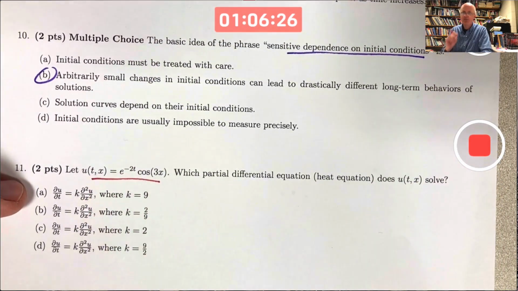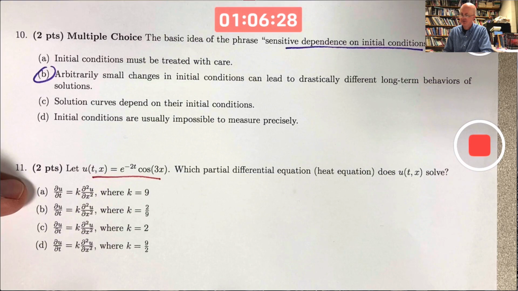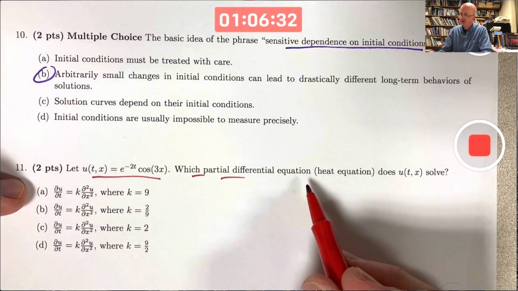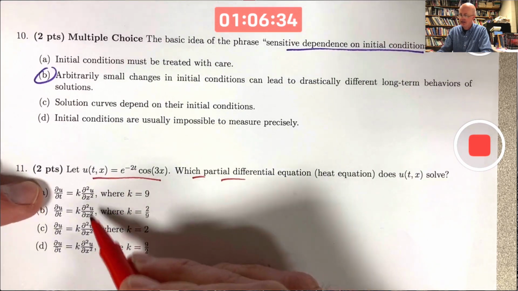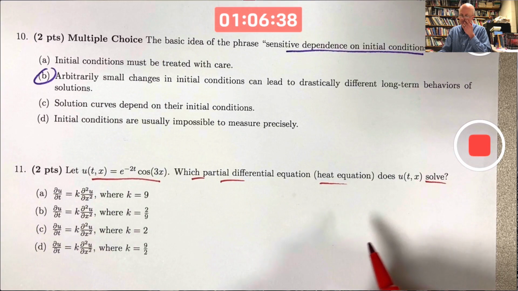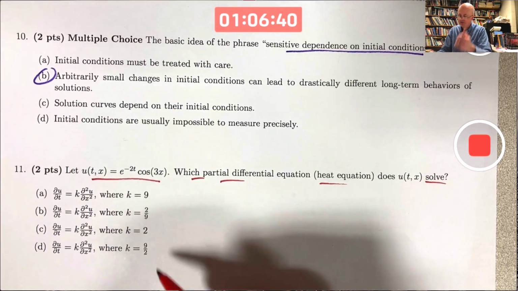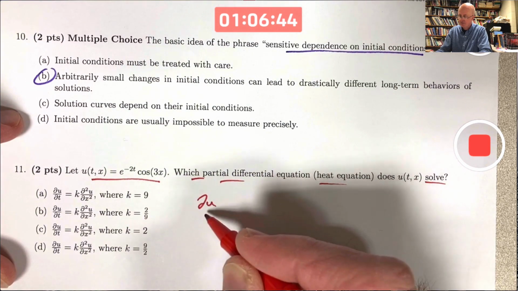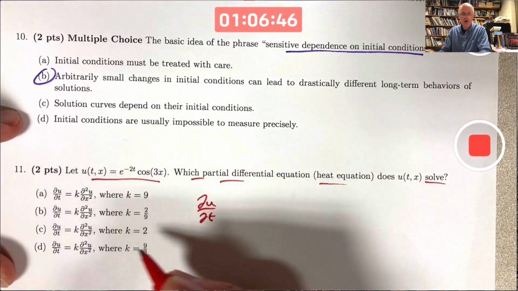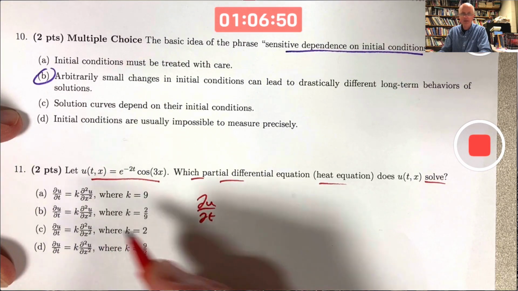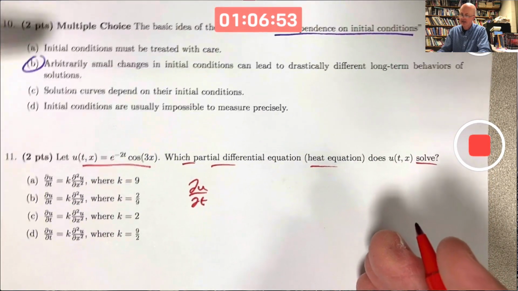A really, really basic partial differential equation problem. Here's a function of two variables, t and x. Which partial differential equation, PDE, which are all heat equations, does it solve? It evidently solves one of these. I need to find the partial derivative of this with respect to t, and the second order partial with respect to x twice, and see what value of k will make them equal to each other as functions of t and x.